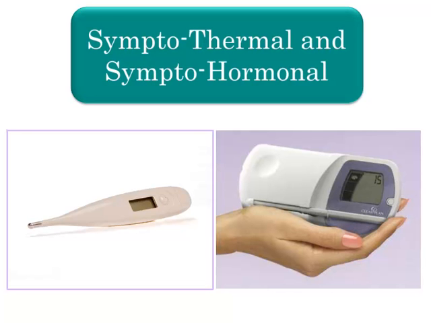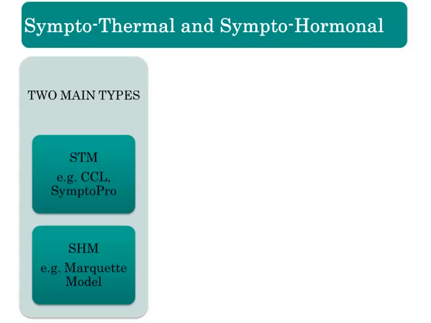Welcome back. We will now turn our attention to FABMs that combine cervical mucus observations with at least one other sign of fertility, the symptothermal and symptohormonal methods. There are many groups that teach a symptothermal method. Two of the most popular that teach the method according to the criteria evaluated in the effectiveness studies are the Couple-to-Couple League and Northwest Family Services SymptoPro. The best-known symptohormonal method is the Marquette model, of which there are different versions.